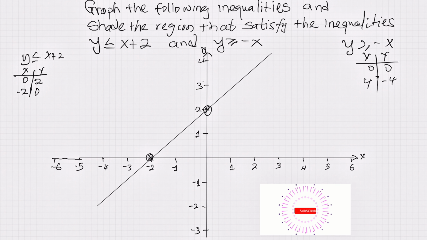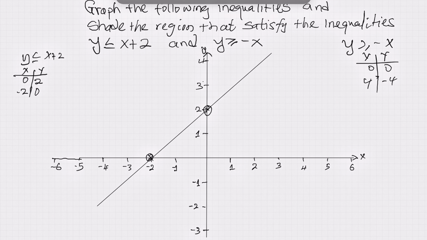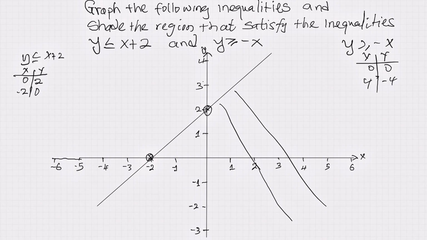Again, let's look at the region that satisfies this inequality. So we have y values. y is less than or equal to x plus 2. If you look at this graph, the values that are below here are less than. You see that? So this is the region that satisfies the inequality.